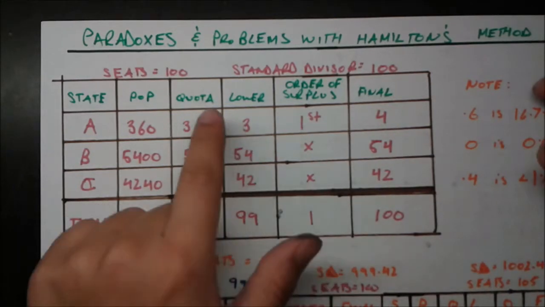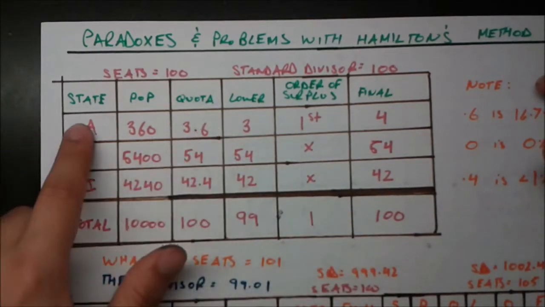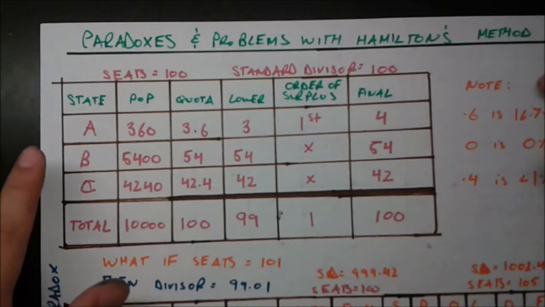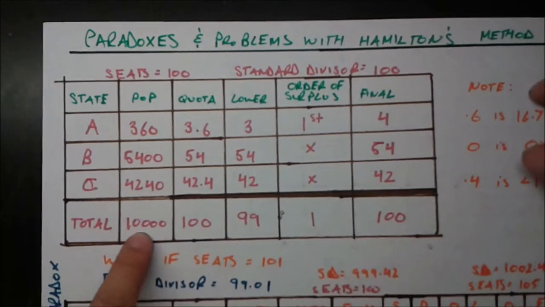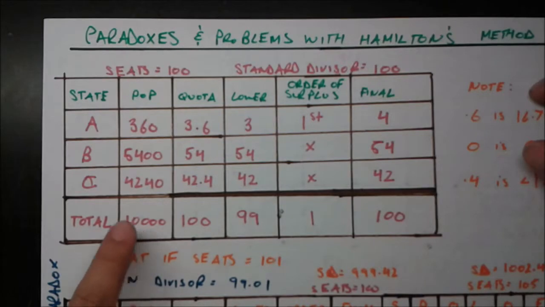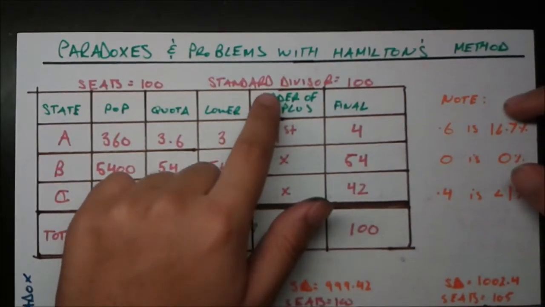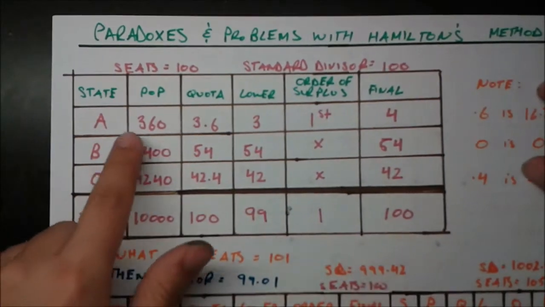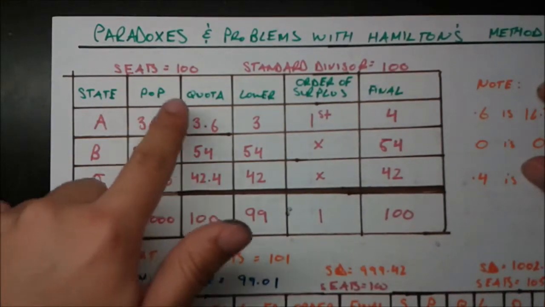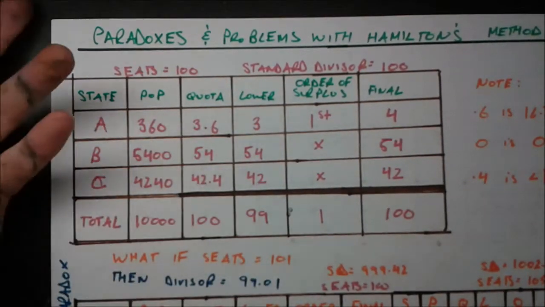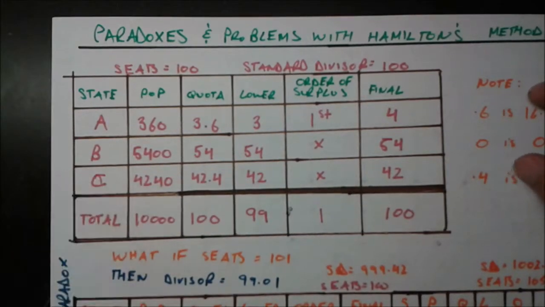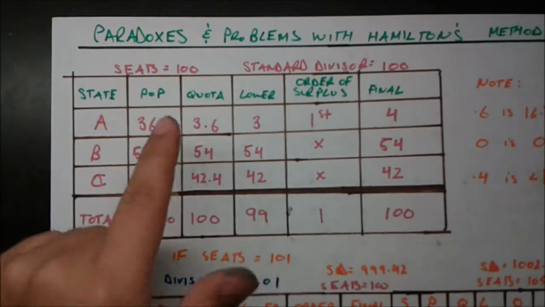Just as a review, how do we find the standard quota, for example, for state A? Well, we take the sum of the population, 10,000, and divide it by the number of seats, 100, so that's our standard divisor. That means every seat is 100 people. Since A has 360 people, it should get 3.6 seats if we can give fractional seats. Same thing for the other states. But of course we can't give fractional seats.